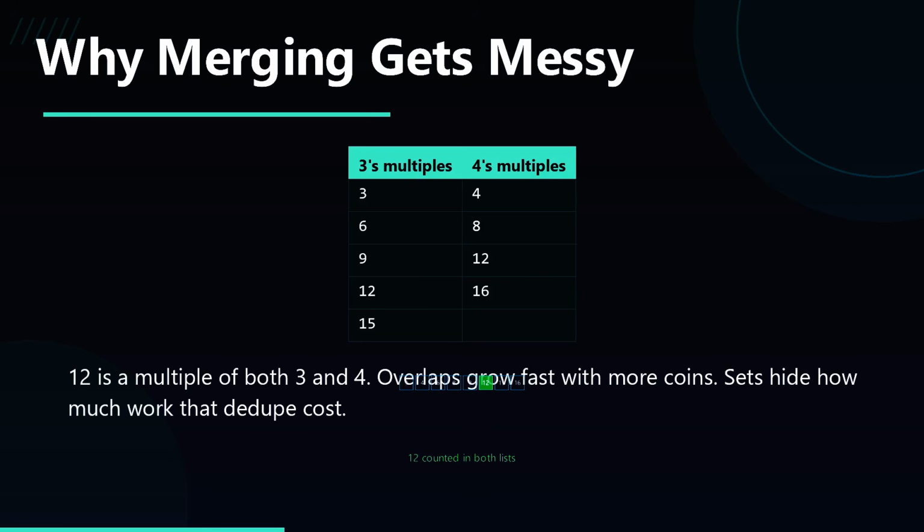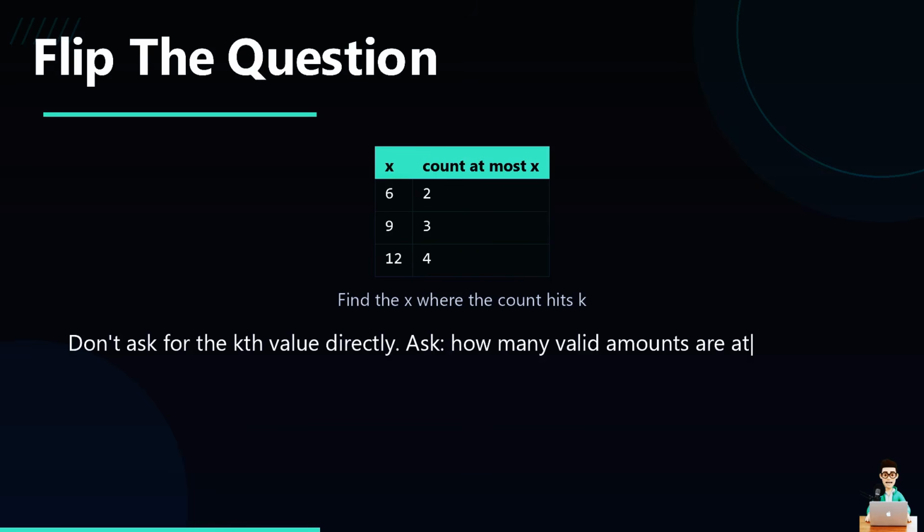Don't list amounts one by one. Instead, pick a number x. Ask how many valid amounts are at most x. If that count matches k, you found your answer.